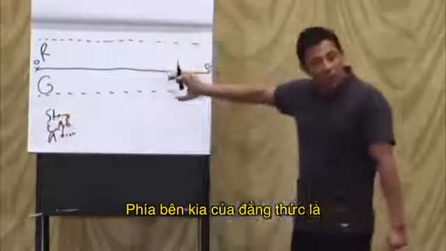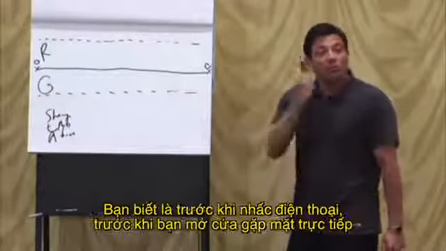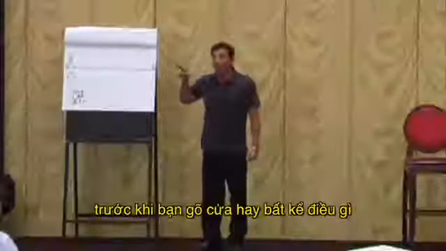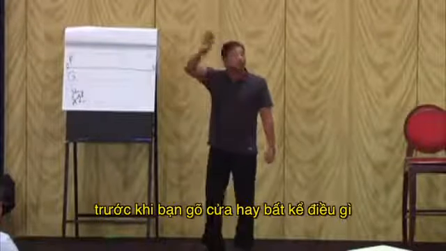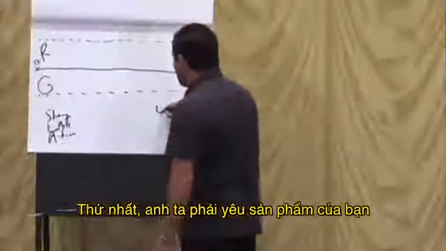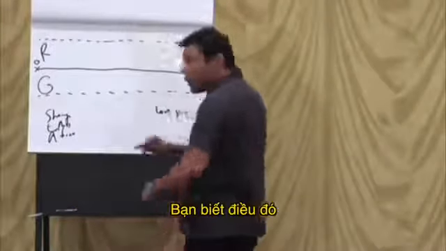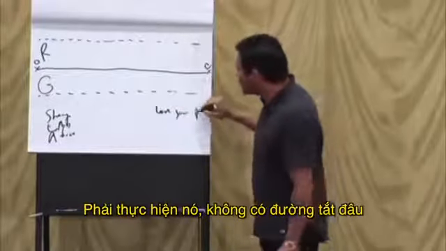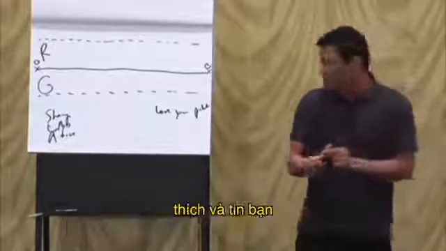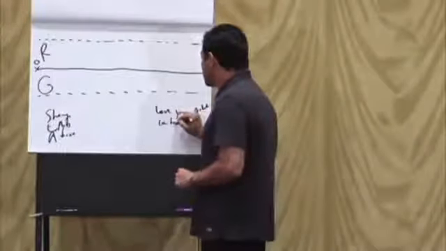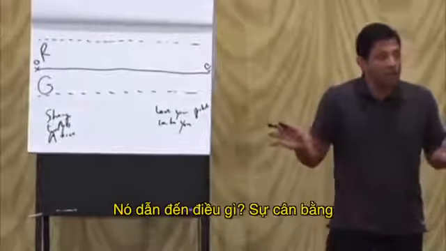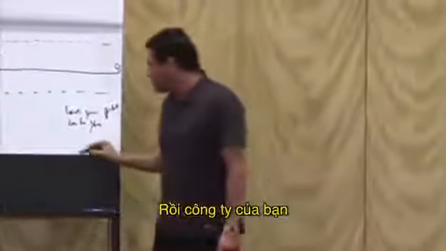On the other side of the equation, what do you need to accomplish? Before you pick up the phone, before you open the door, face to face, before you bang on it, whatever it might be, you know you need to accomplish these 3 things. Number 1, he's got to love your product. You know this. Take it out of the equation. There's no shortcuts. He's got to love your product. He's got to trust and love you, like you, know you care. He's got to love and trust you. And he's got to love and trust your company. You know this going in. The constants, okay? Your company.